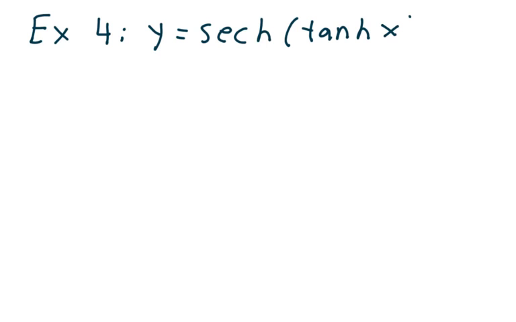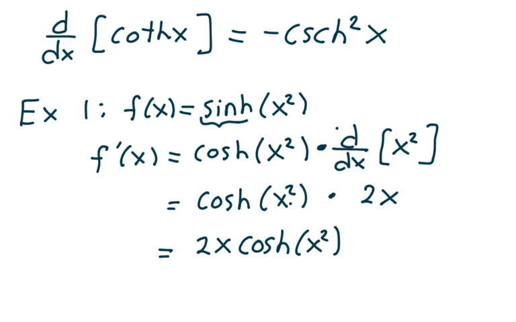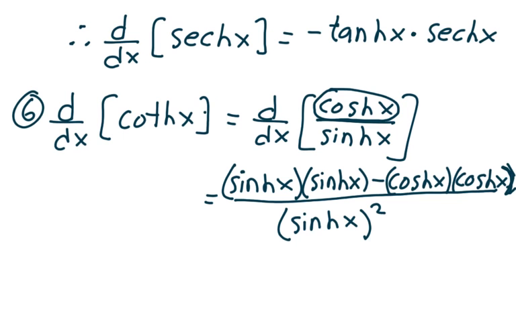Let's take a look at example 4. Suppose we had y equals hyperbolic secant of hyperbolic tangent x. And we want to take the derivative. So we want to know what y prime is. Now, let's go back. We need to know the derivative of the hyperbolic secant function. It's sort of similar to what we did in trig, but it is a little bit different, okay? If you notice, the derivative of the hyperbolic secant function is negative hyperbolic tangent x times hyperbolic secant of x.